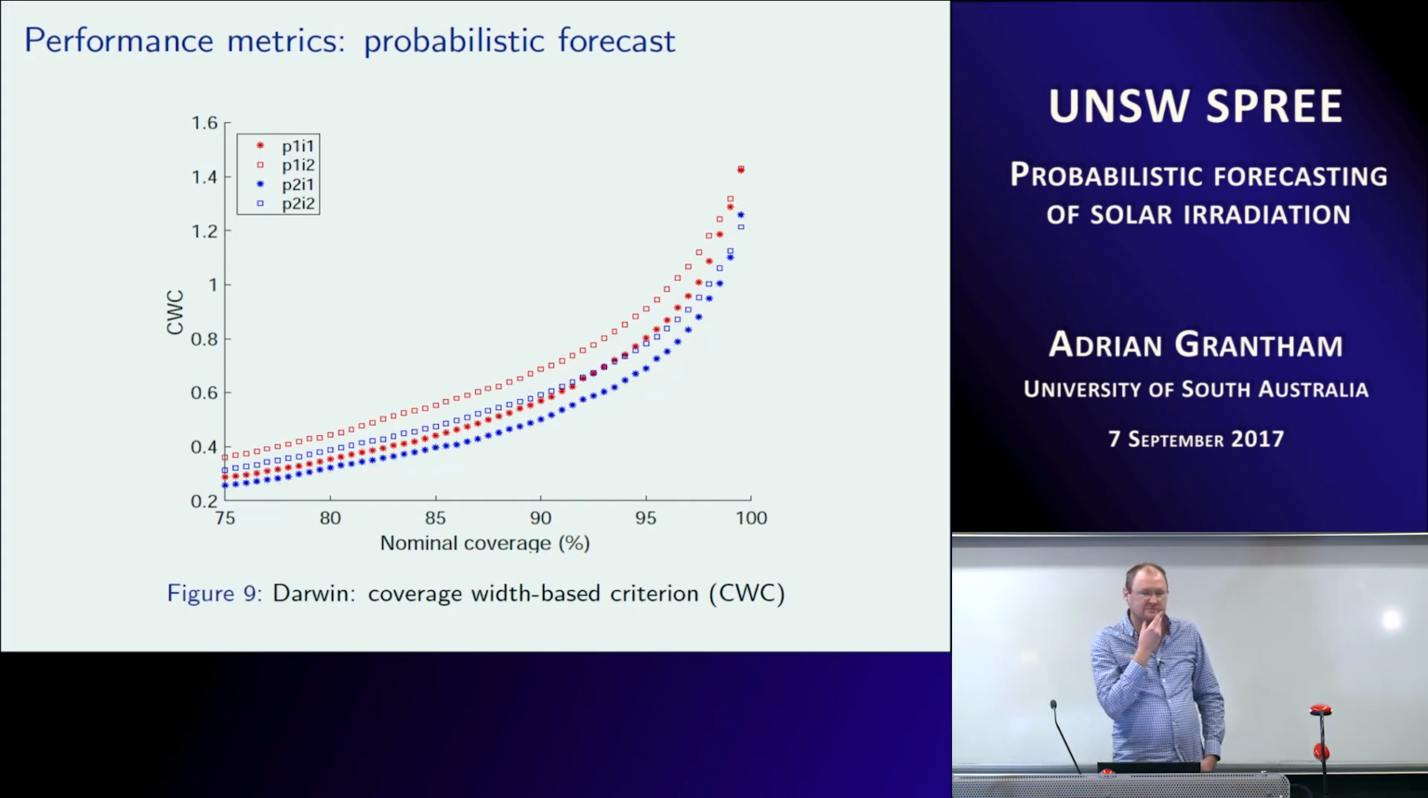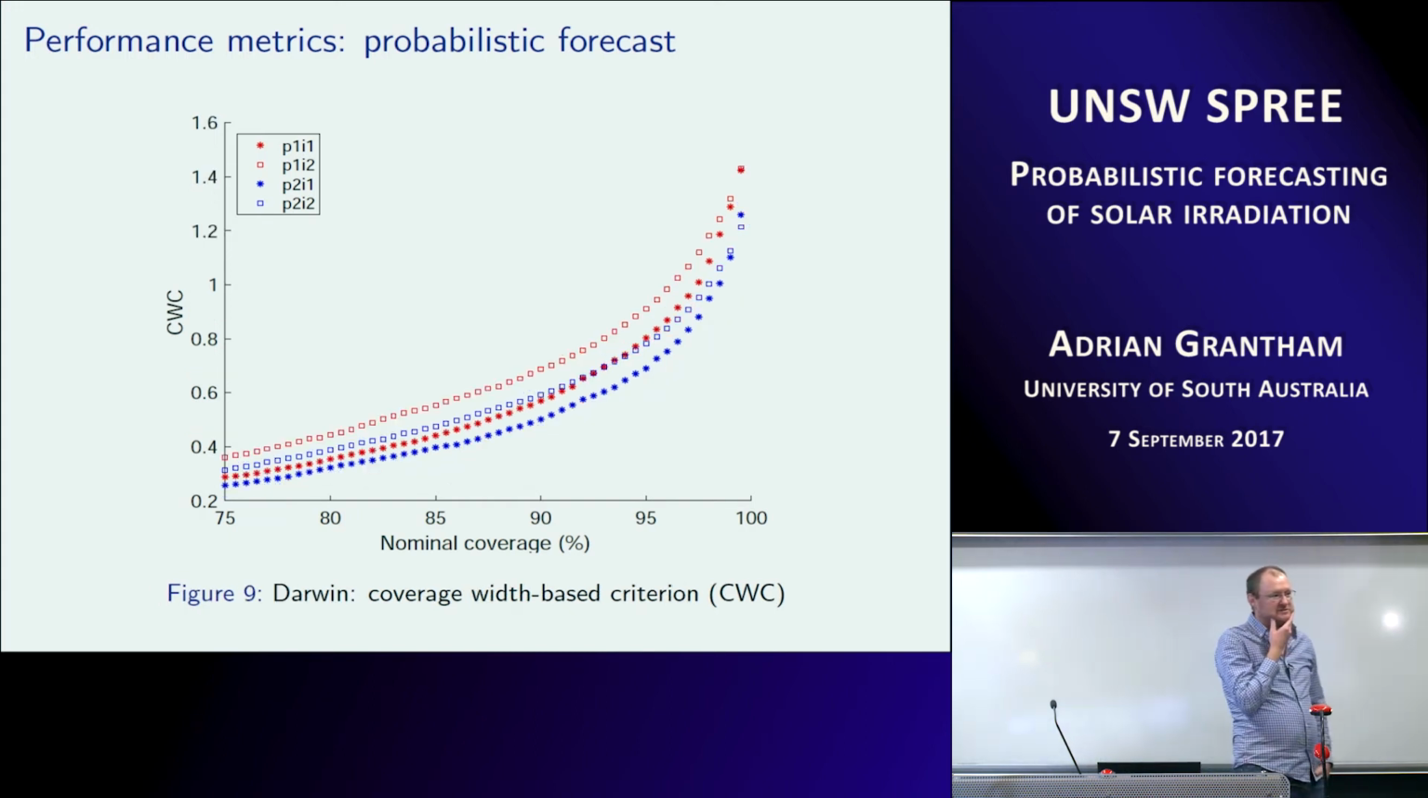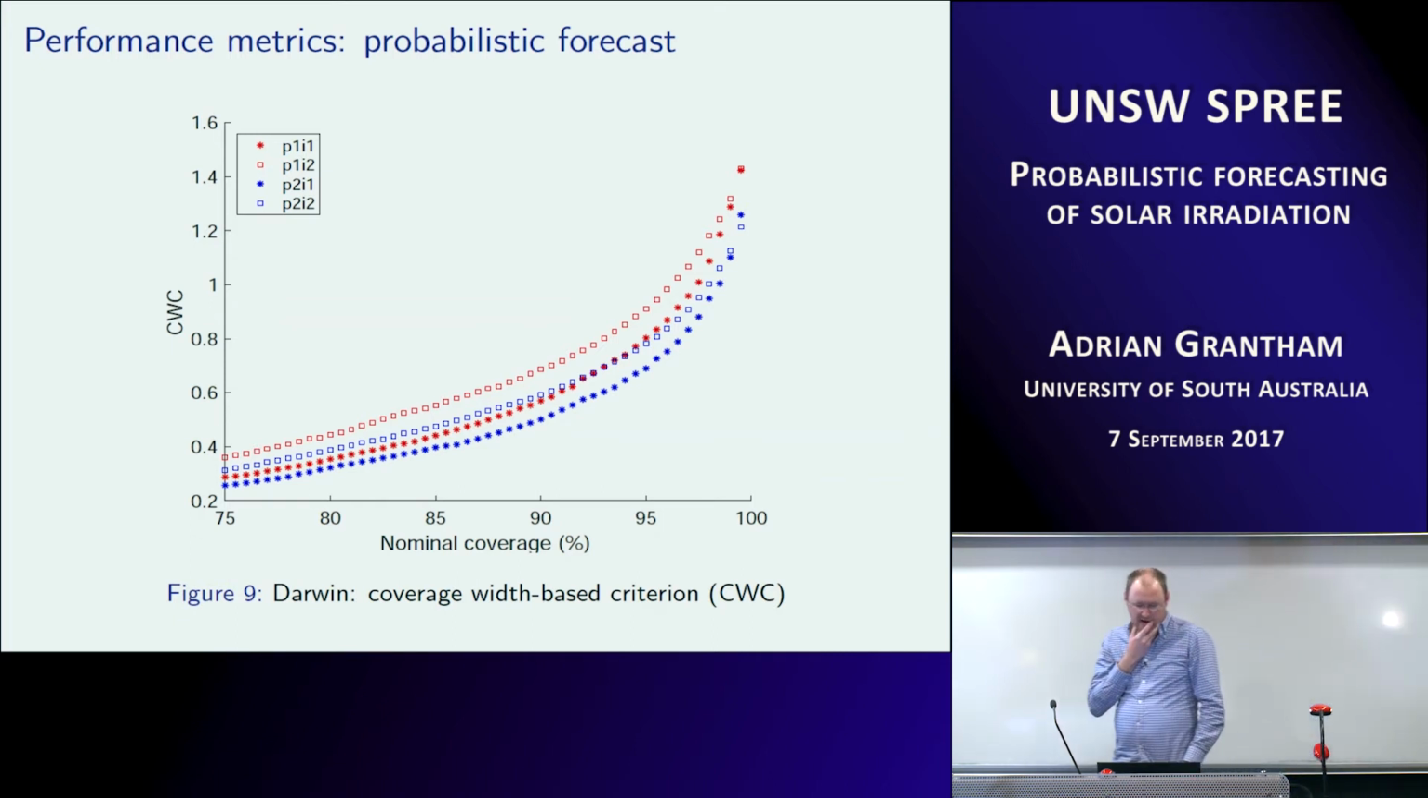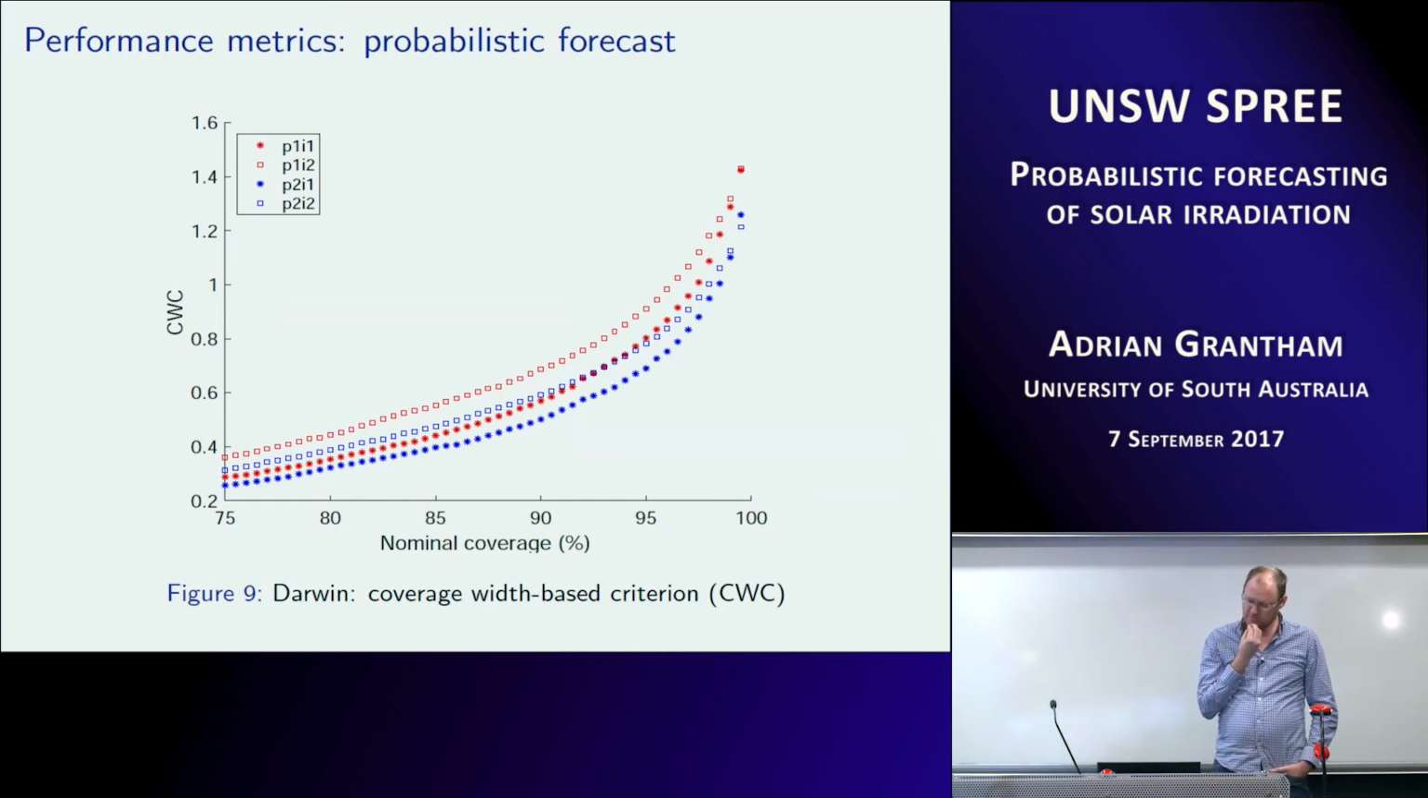But for Darwin, given its tropical climate, it's not quite the same. Our second version of our probabilistic forecast isn't quite doing as good a job as we were hoping, and certainly not as it did for Adelaide and Mildura.